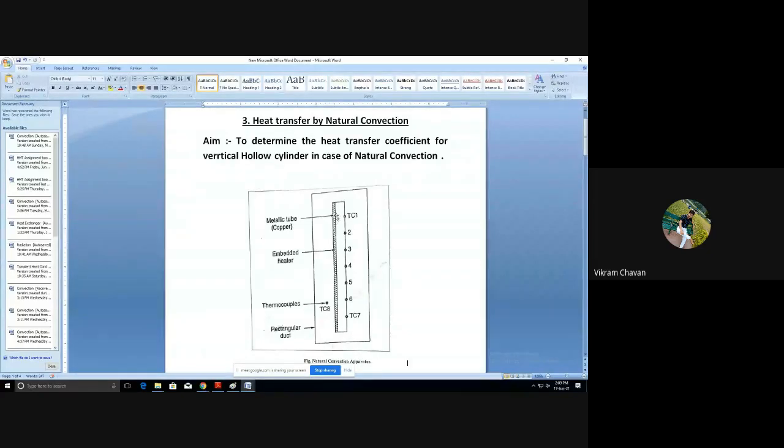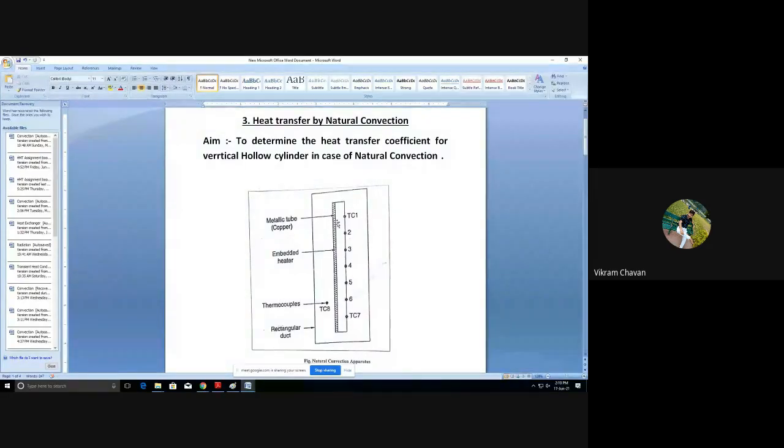Now in this rectangular duct, the hollow cylinder is placed vertically. Hollow cylinder means a pipe-like structure, and it is made up of brass. In that pipe-like structure, a metallic heater is enabled inside the hollow cylinder, which will heat up the hollow vertical cylinder.